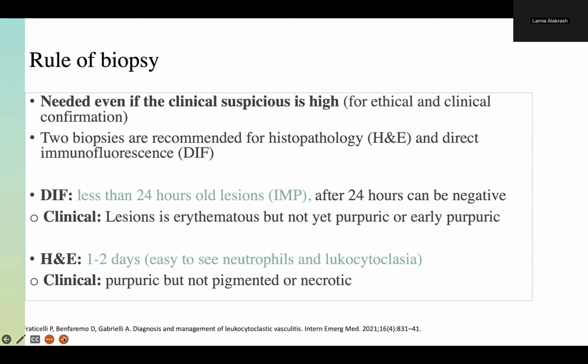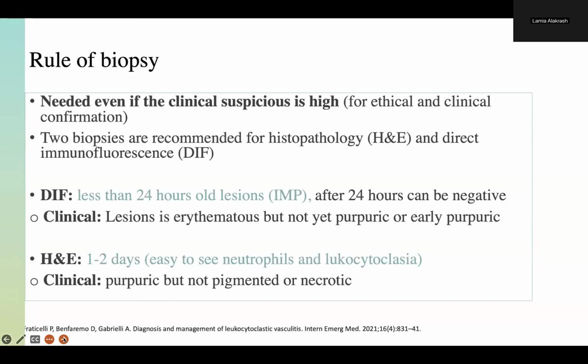So how do we know clinically? Some patients will not be sure if it's been there for 1 day or 2 days. They cannot be precisely sure for how long it's been there. Clinically, a lesion that looks erythematous but not yet purpuric, or a very early purpuric lesion, most likely has been there for about 24 hours. So this is the perfect lesion for DIF.